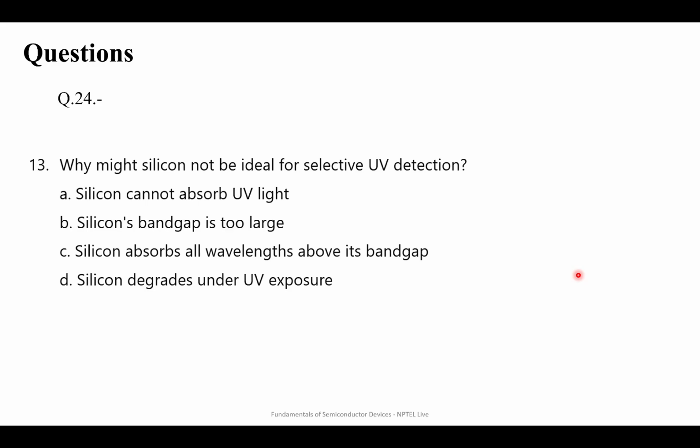Why might silicon not be active for selective UV detection? Silicon cannot absorb UV light. Silicon's band gap is too large. Silicon absorbs all wavelength above its band gap. Silicon degrades under UV exposure.